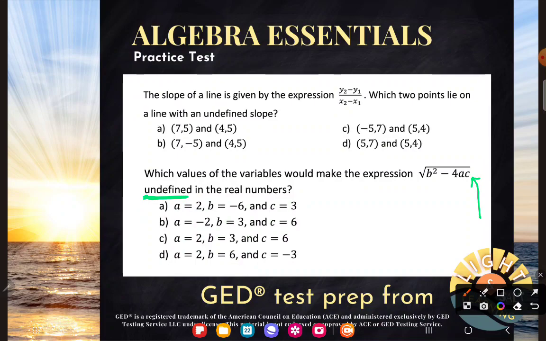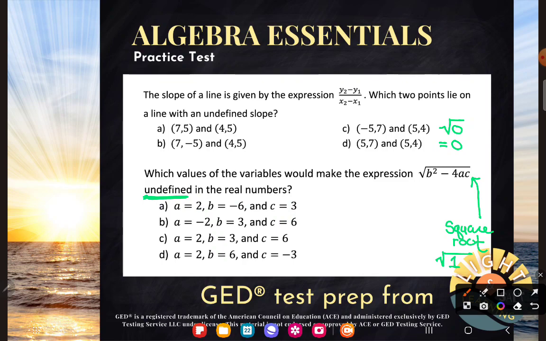Now, careful. Getting undefined expressions is based on what type of expression you have. In the last example, we had a fraction. It was a rational expression. In this example, we have a square root. We can take the square root of 0. So don't think it's always about 0, right? Square root of 0 is 0. That's not undefined. That has an answer. But there is something we can't take the square root of, at least not in the real numbers, the only ones we're working with for the GED.